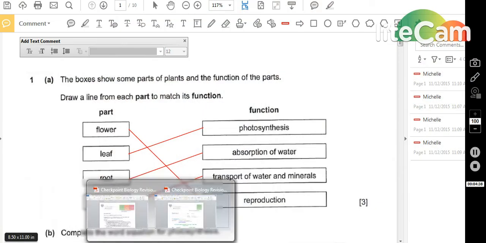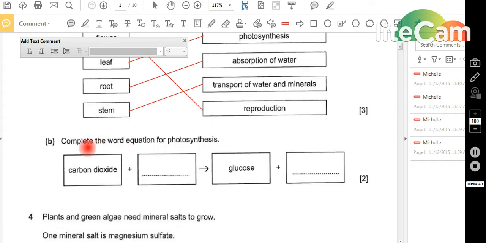Okay, then next question. Complete the word equation for photosynthesis. This is very important. They tell you they want the word equation. You get a chemical equation where, for instance, if you've got carbon dioxide, the chemical would be CO2, but the 2 is the small one. I can't do that on this document. Okay, that's not what they want. They want the word equation.